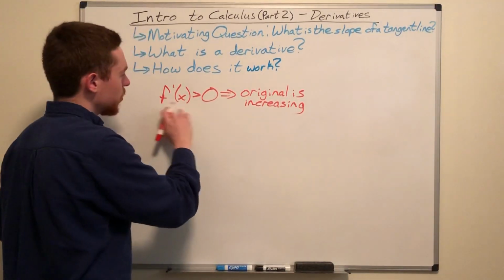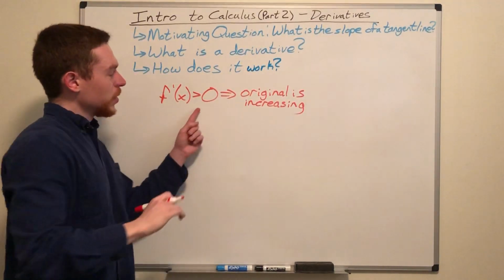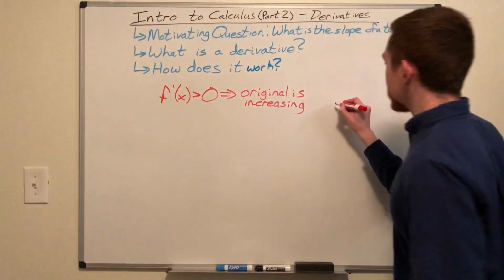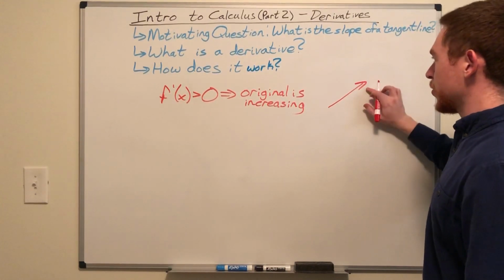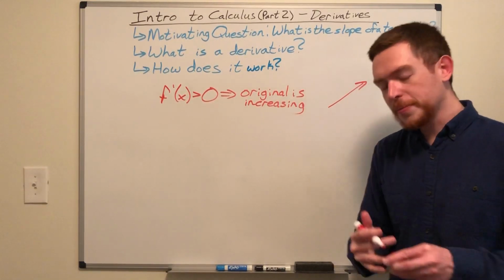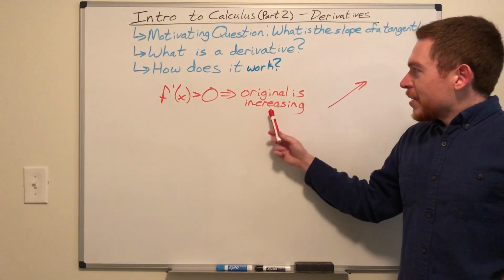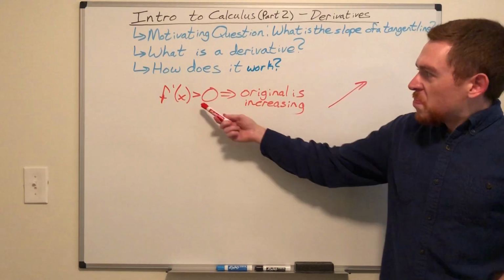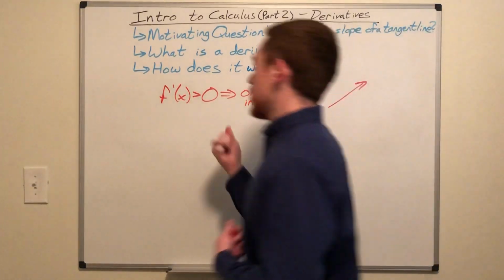Well, remember, the derivative tells us the slope. It tells us how things are changing. So when the slope of a line is positive, remember, a positive line slope looks like this. As you go to the right, it goes up. And so mathematically, we call that an increasing function. Just by looking at the sign of the derivative, we can tell if it's increasing.